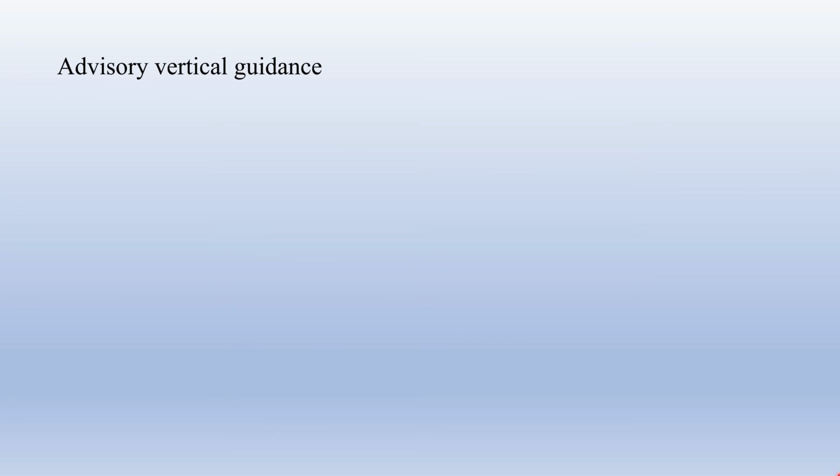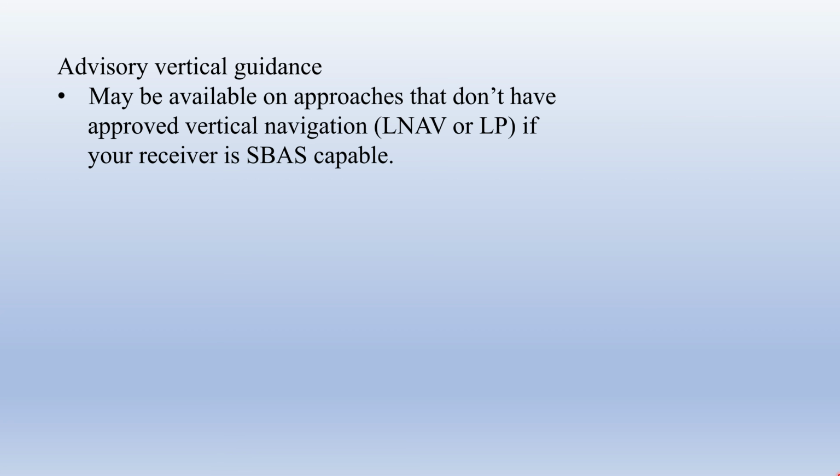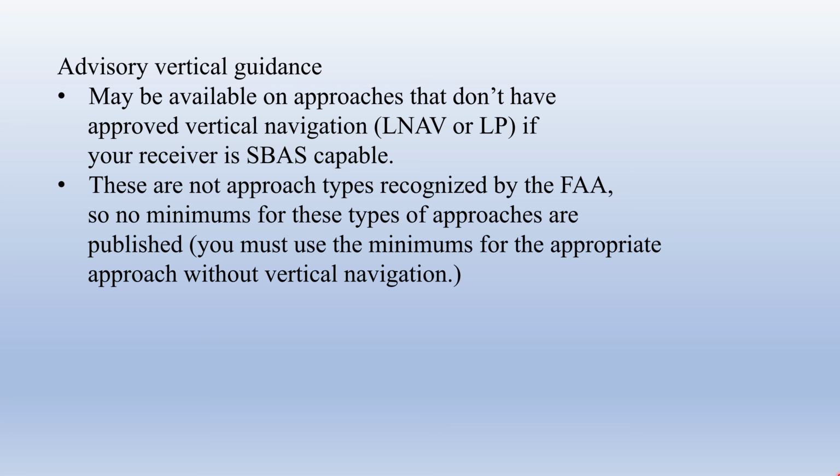Finally, many SBAS capable GPS receivers will have a function that provides advisory vertical guidance in the form of a GPS generated glide path that is advisory in nature. This may be available on approaches that don't have approved vertical navigation, such as LNAV approaches or LP approaches, if your receiver is SBAS capable. And I believe this also works for barometric compensated systems as well. These are not approach types recognized by the FAA, so no minimums for these types of approaches are published. You need to use the minimums for the appropriate approach without vertical navigation, such as an LNAV or an LP approach.